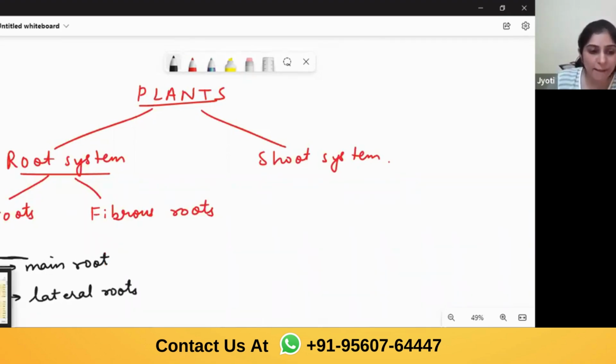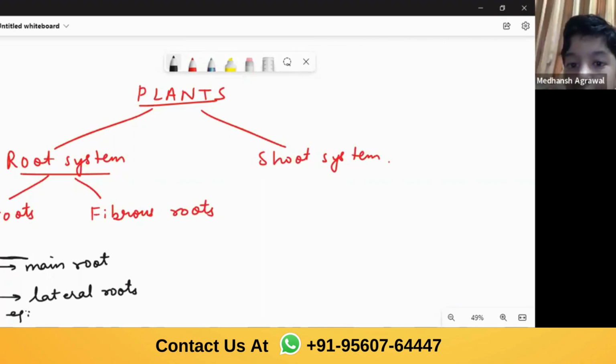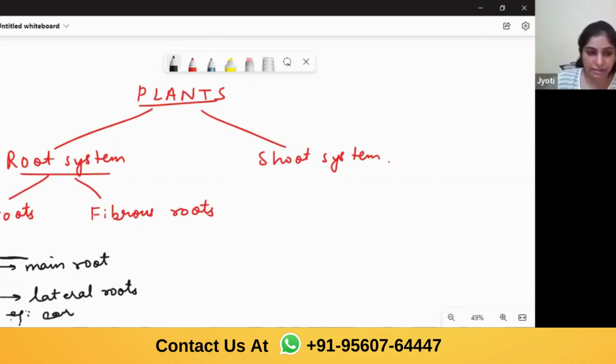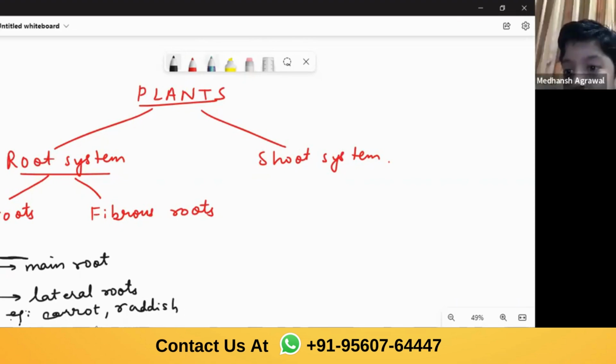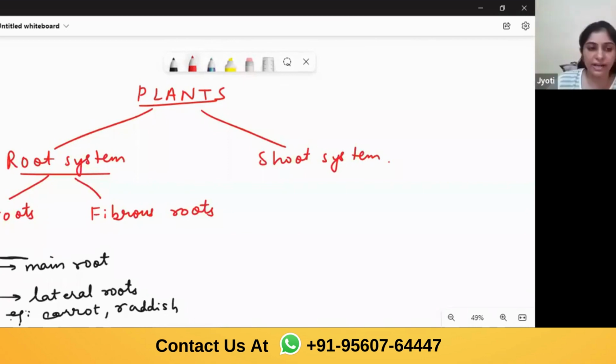Can anyone give me an example of tap roots which we eat? Anyone knows the tap roots which we eat? Yes, Medansh? Carrot, radish, beetroot. Yes. These are the examples of the tap roots. So a tap root consists of a main thick root in the center and the lateral roots come out.